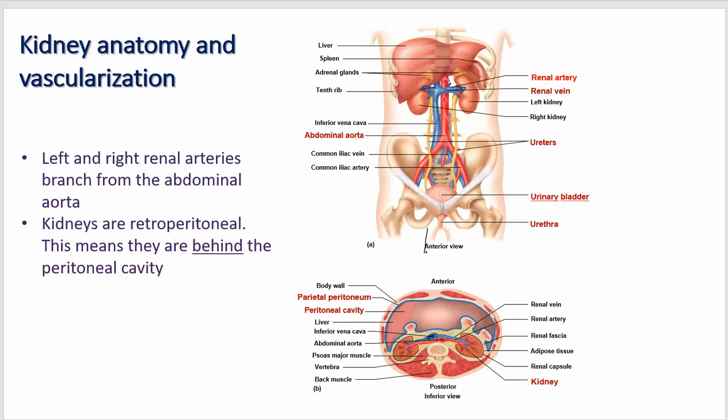So each kidney gets its own blood supply from the arteries, and I wanted to say that kidneys are retroperitoneal. This is kind of a big deal, but they are behind the peritoneal cavity. Most of your other guts are inside the peritoneal cavity. The kidneys are behind that, so they're kind of in the back.